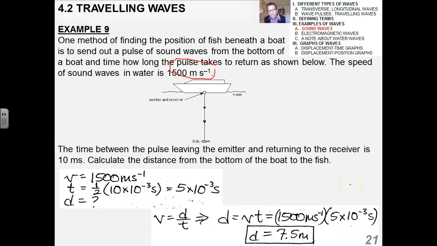So remember, you have to actually consider the fact that the pulse goes down, hits the fish, and comes back up.